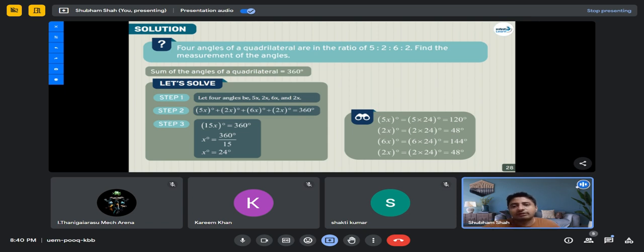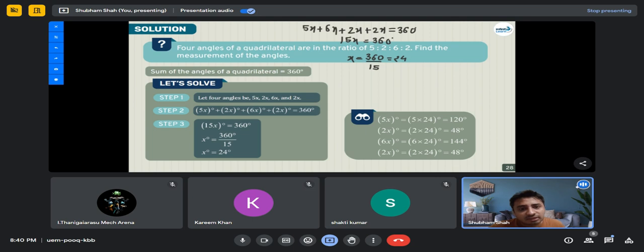Same question that we have solved earlier. Four angles are in the ratio 5, 2, 6, 2. So, let the sum be 5x plus 6x plus 2x plus 2x equals 360. How many x are there? 15x equals 360 degrees. The value of x is 360 by 15, that is 24.